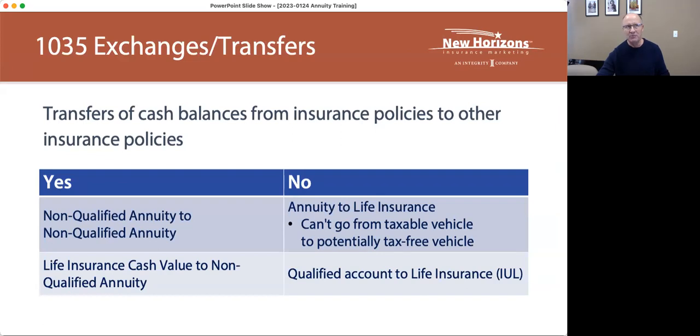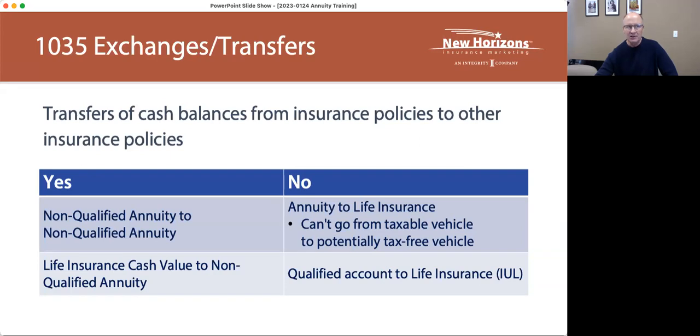Okay, the next term there, 1035 exchanges or transfers. You hear that terminology some. So at the end of the slides here, we're going to have a cheat sheet on talking about transfers or exchanges. But in essence, all this is when a company or an entity, insurance company, whatever it might be, or an A.G. Edwards, whoever it is, a financial institution, is giving that money to the annuity company that you're writing for. So the yes column here, you can go from a non-qualified annuity to another non-qualified annuity.